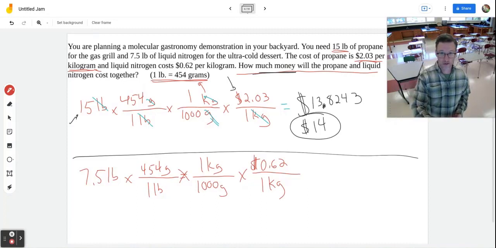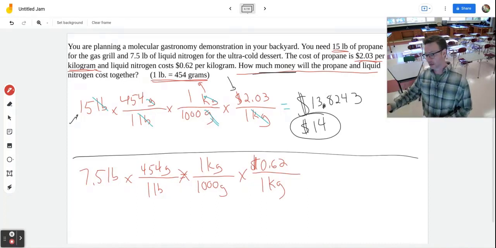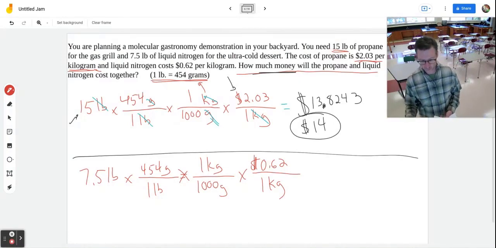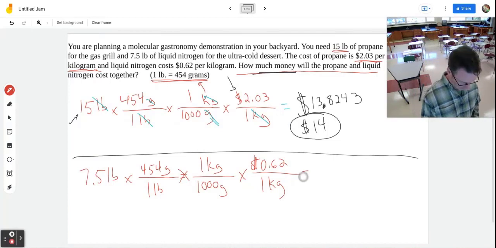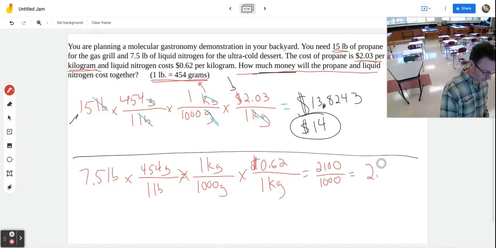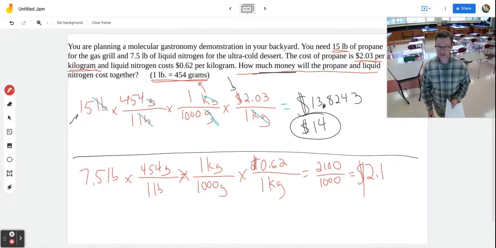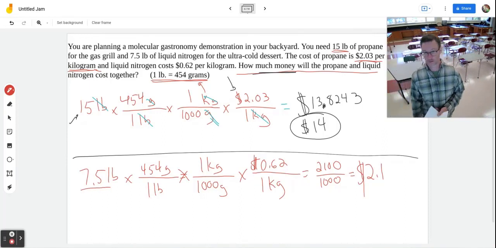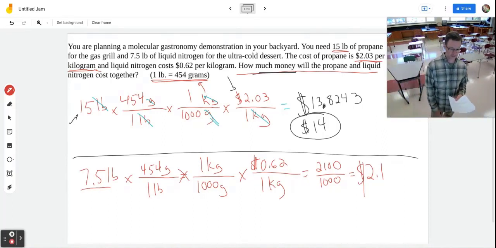I like to multiply all the numbers across the top and then multiply all the numbers across the bottom and then divide. So when you do this out, you'd get 2,100 over 1,000, which is $2.1. Okay, again, my answer can only have two digits because I started with a number that only had two digits, and this is multiplying and dividing.